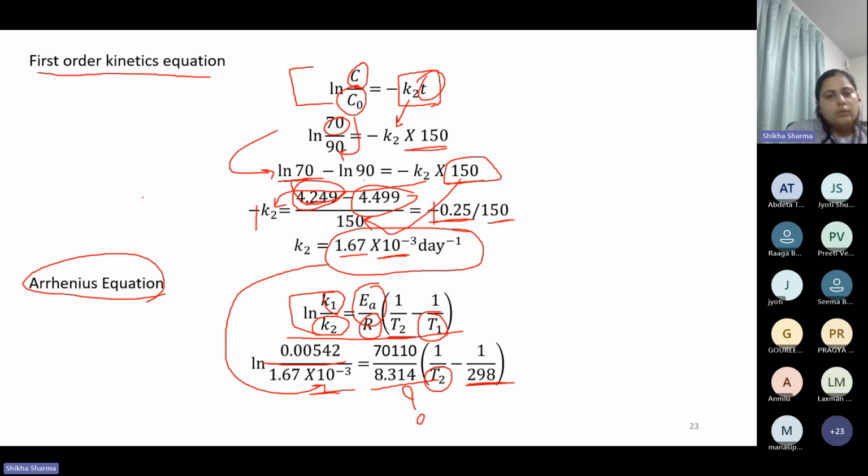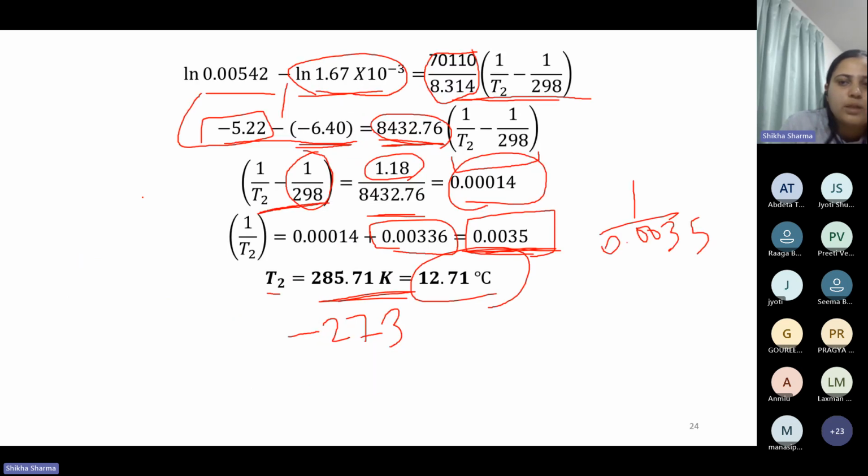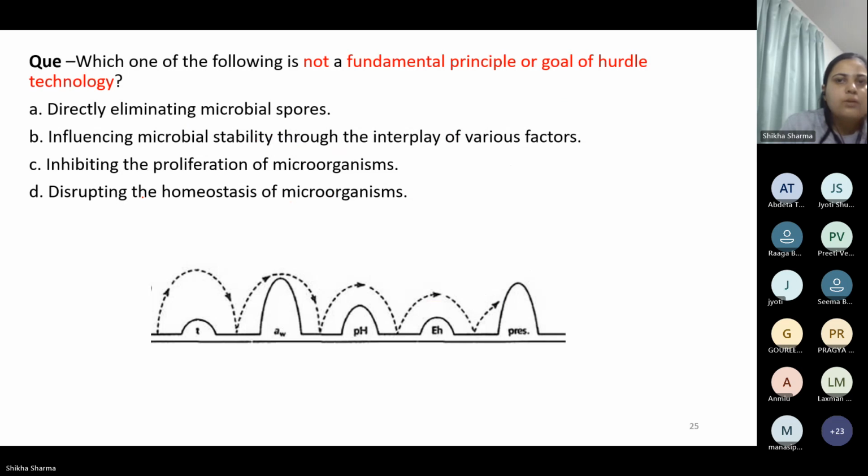Okay, so as you said, it's clear to everyone. We are moving to the next question, which is on hurdle technology. Which one of the following is not a fundamental principle or goal of hurdle technology?